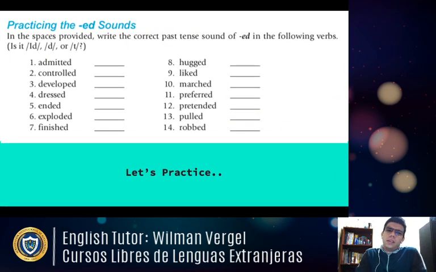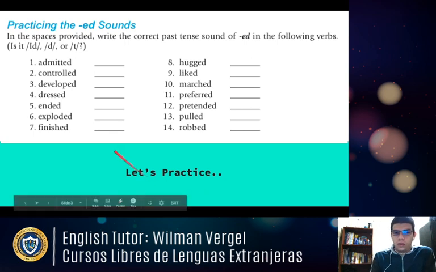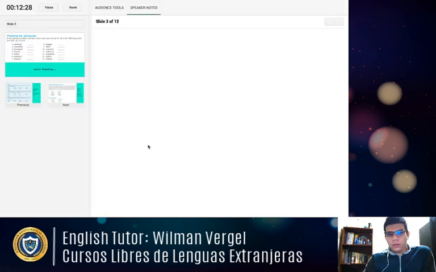Good. Practicing the ed sounds. So in the spaces provided, write the correct past tense sound of ed in the following verbs. Is it id, t, or d? Like for example, in the first one, we say admit. The simple past is admitted, which means that is the first option. Admitted.